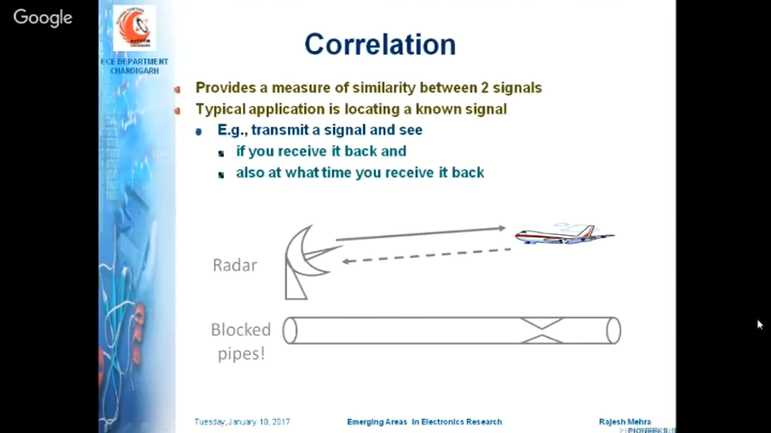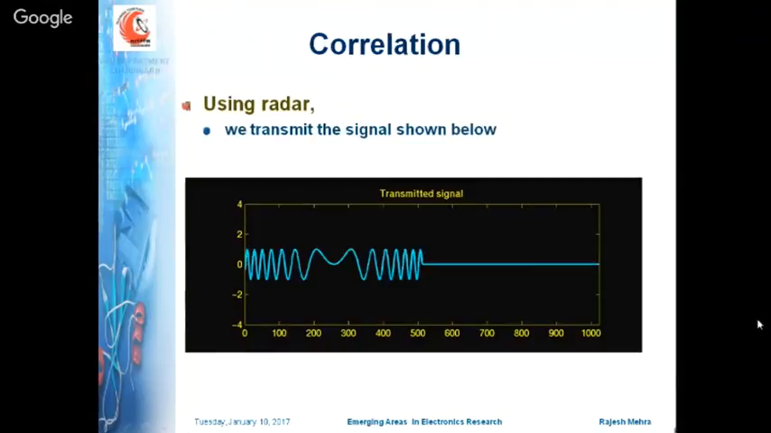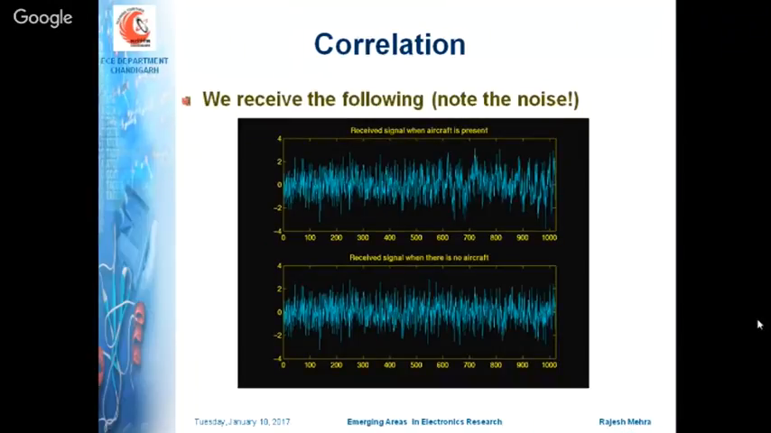Then correlation. Correlation is basically a comparison between two signals, and it is also required at present in each and every area. Here this example is for radar. In case of radar, we transmit one signal, and then we receive the signal, and then we compare these two signals in order to find out if a target is present or not. You are sending one signal, this is the transmitted signal, then you receive these two signals. If you see again, you can't analyze these two signals.